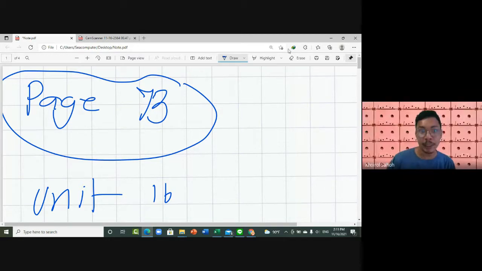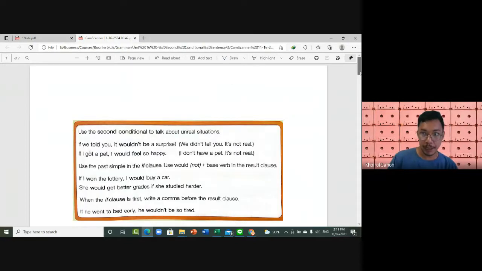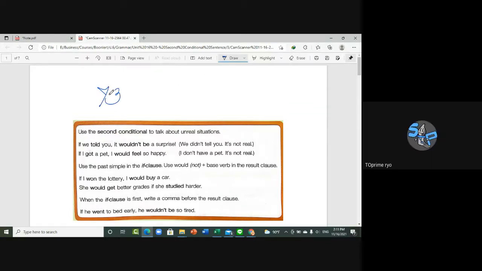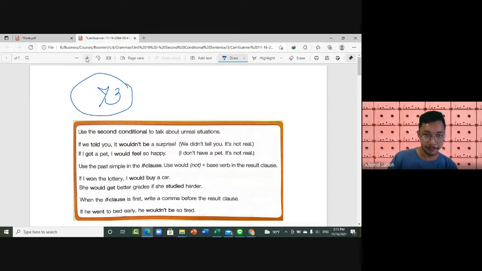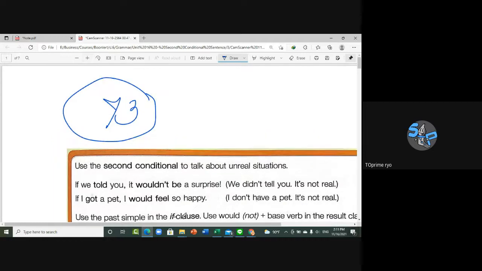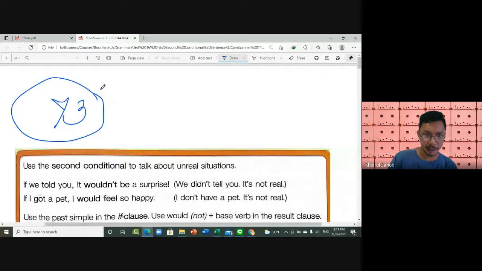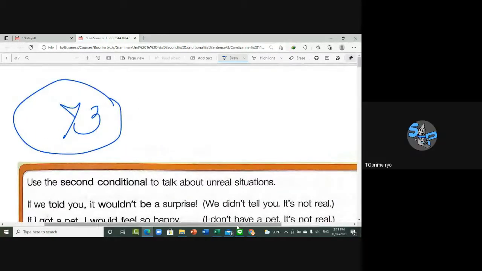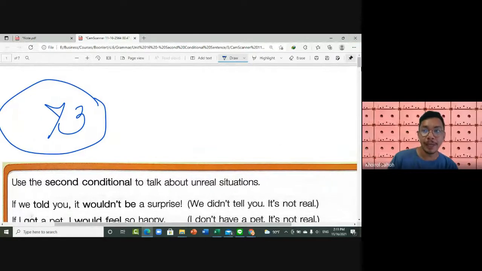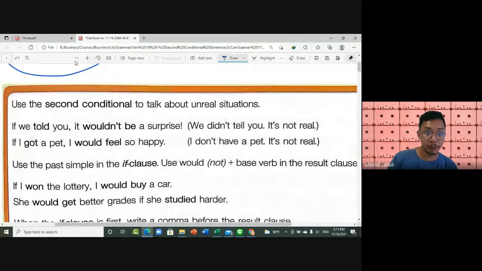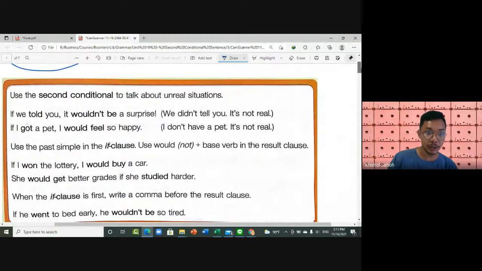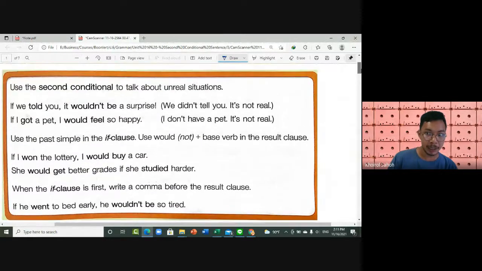Second conditional sentence. Open your book to page what? Page 73. It is like the end of the book. Hurry up. Exercise? No. Before that, we are going to make a small revision of second conditional sentence. Now, มาอ่านพร้อมกันแล้วก็ทำความเข้าใจพร้อมกัน.